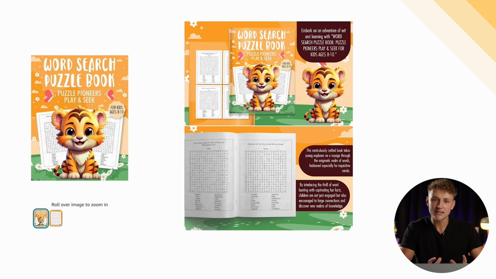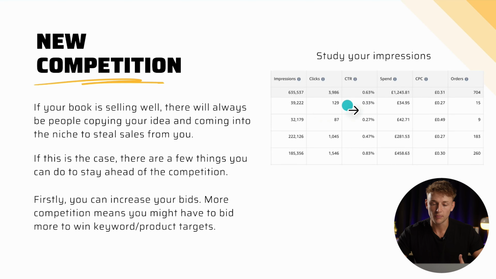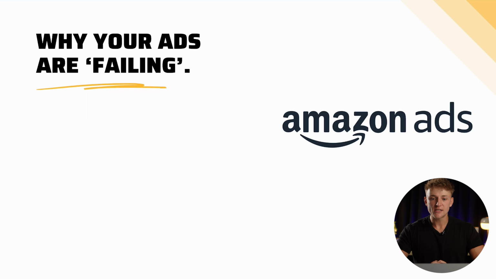So it is really easy to monitor how well these changes are working. Like I say, when it comes to increasing your bids, your impressions will show you exactly what impact that is making. And when it comes to improving your Amazon A+ content, conversion rate is the metric you need to look for to see if it's making a difference. So those are some reasons why you might have seen your ad sales drop and why you might be panicking thinking your ads are failing.